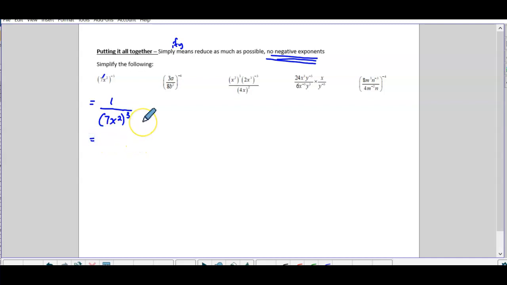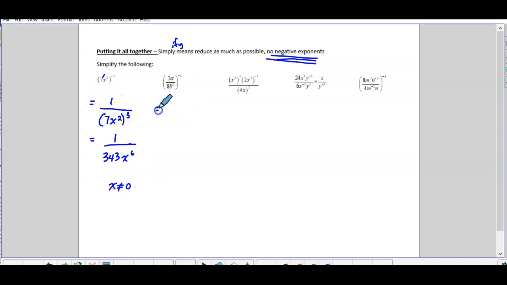Okay, so then I simplified that denominator. So it's going to be 1 over, and then 7 to the exponent 3 is 343. And x squared cubed is x to the 6th. Okay, and remember x can't be 0. So that's how I would do that one.